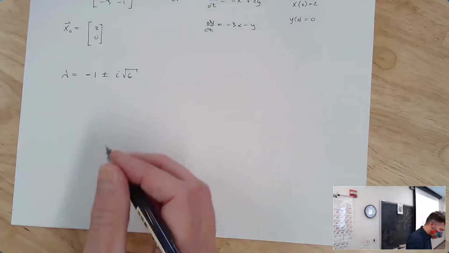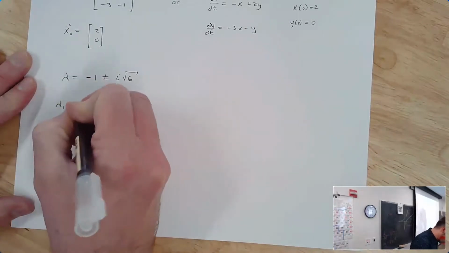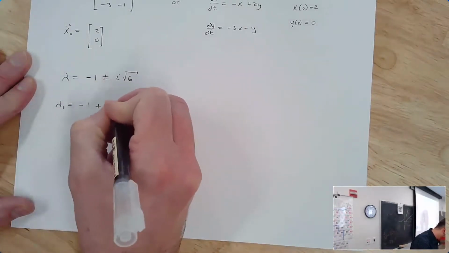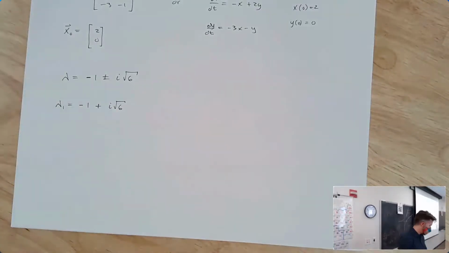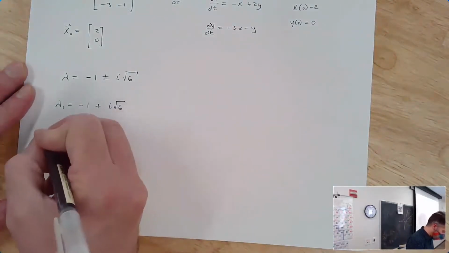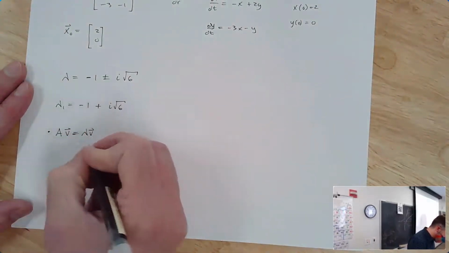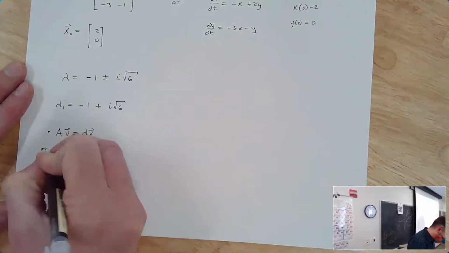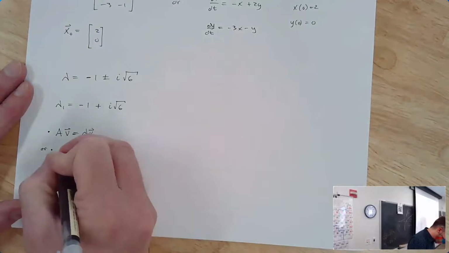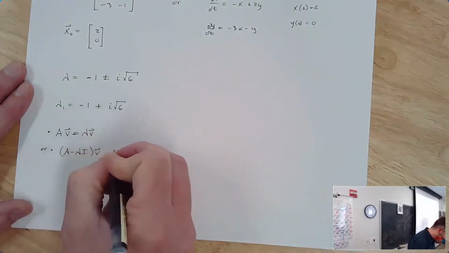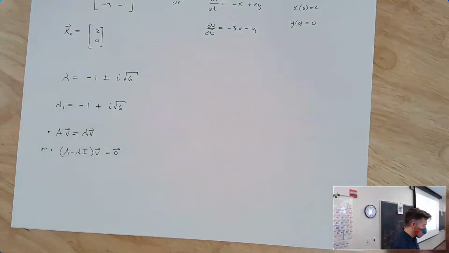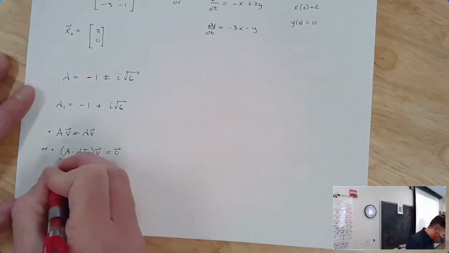So let's go ahead and work with lambda1 equal to -1 plus i root 6. And I feel like typically here it is easier to use this equation. Remember, we can find the eigenvector either by doing A times your eigenvector equal to lambda times your eigenvector, or A minus lambda I times your eigenvector equal to 0. They both work, but I do really think, especially when your eigenvalues are kind of nasty, this is the easier way to go.